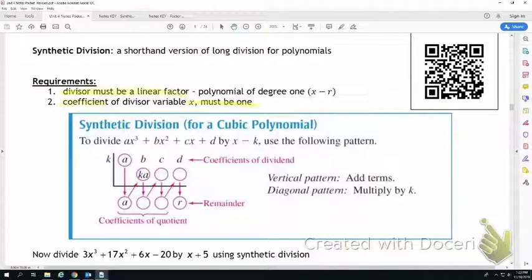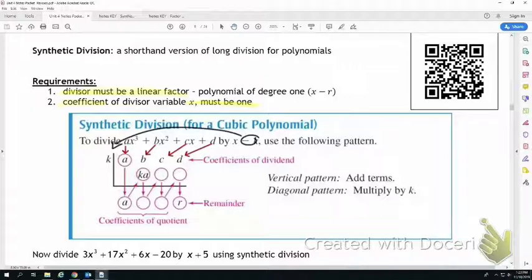So the first thing you're going to do is you'll set that right there up. Okay? And then the A, B, C, and D, that is just the coefficients from your dividend. This value out here is going to come from your divisor, and it is going to be opposite the sign. If it's x plus 3, it'll be negative 3 out there. If it's x minus 8, it'll be positive 8 out there.